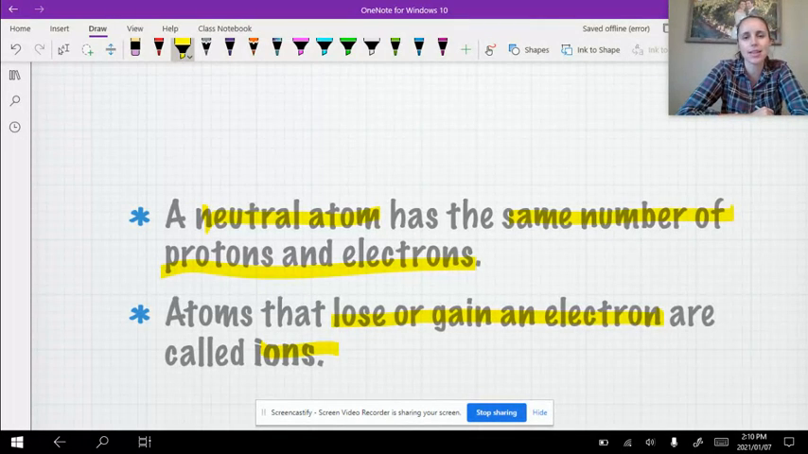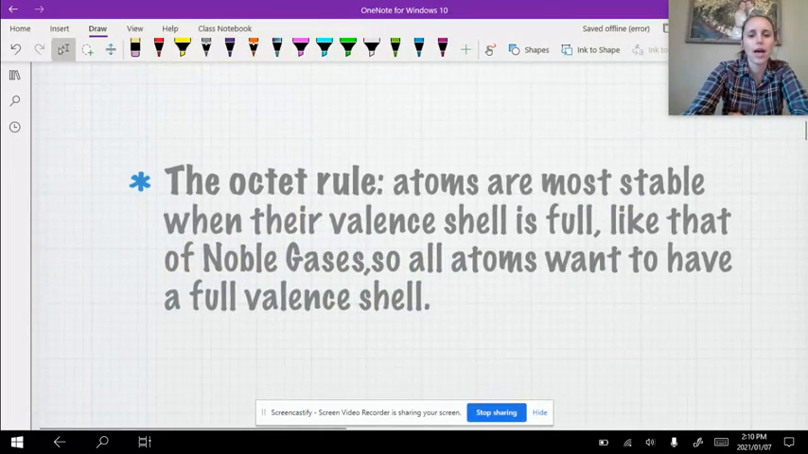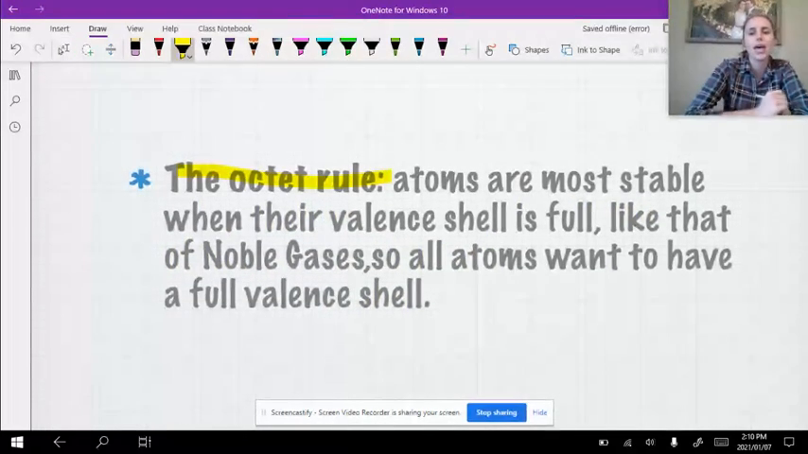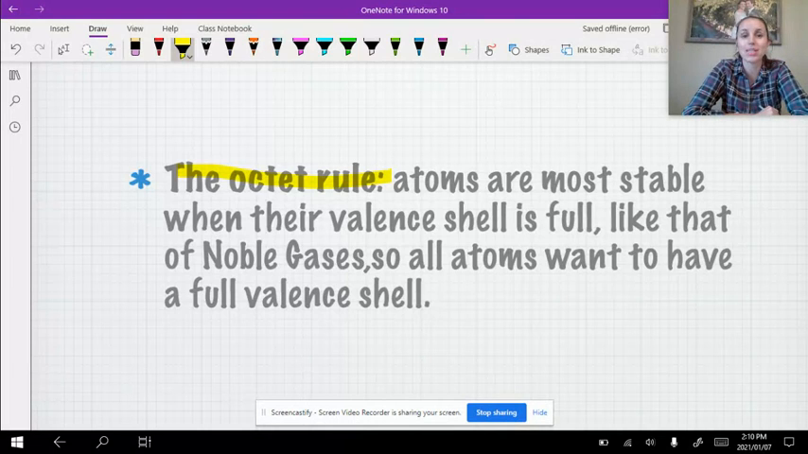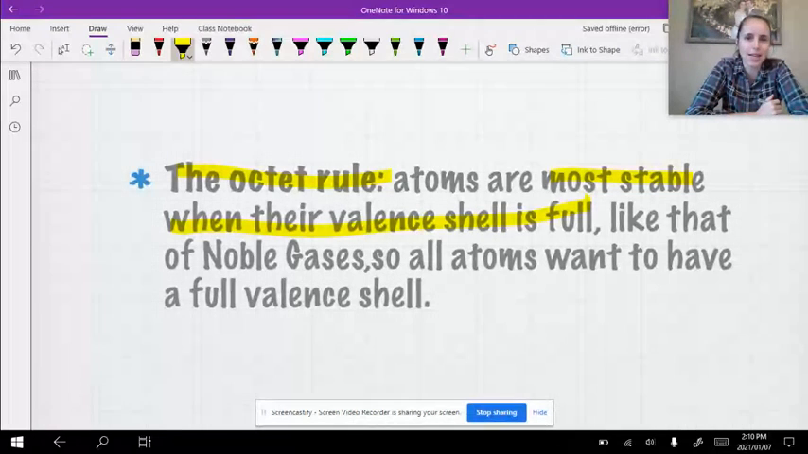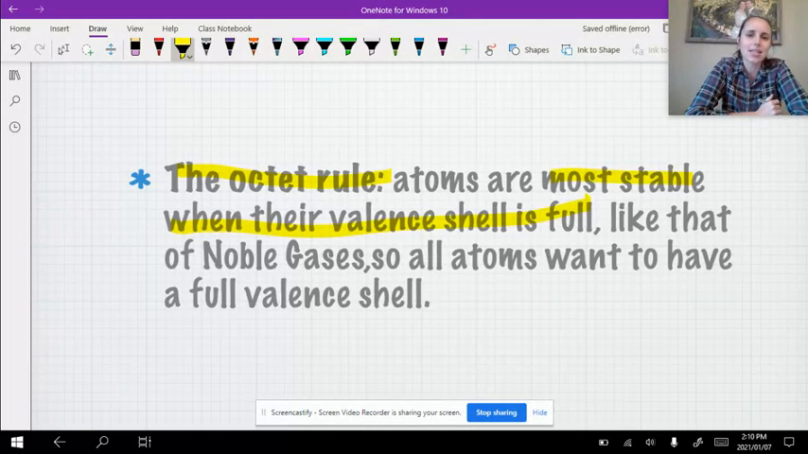So an ion is anything that has a positive charge or a negative charge, anything that's gained or lost an electron. We have the octet rule that defines whether or not an atom is going to gain or lose electrons. The octet rule says that atoms are most stable when their valence shell is full. The most stable atoms on the periodic table are the noble gases, which have full valence shells. Anything that doesn't have a full valence shell is going to want to gain or lose electrons in order to become full.